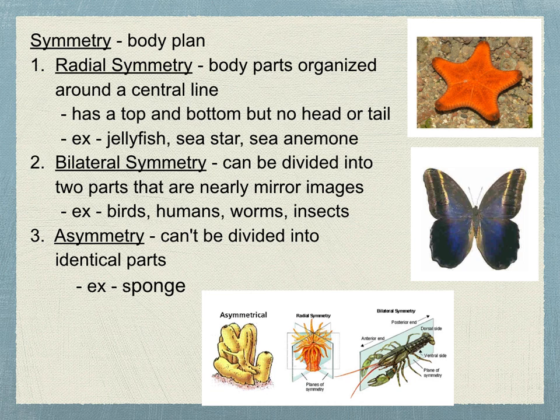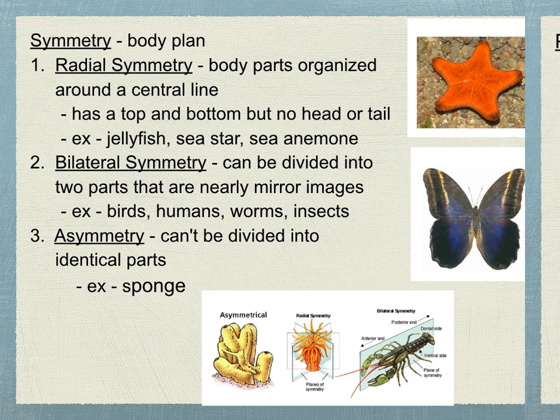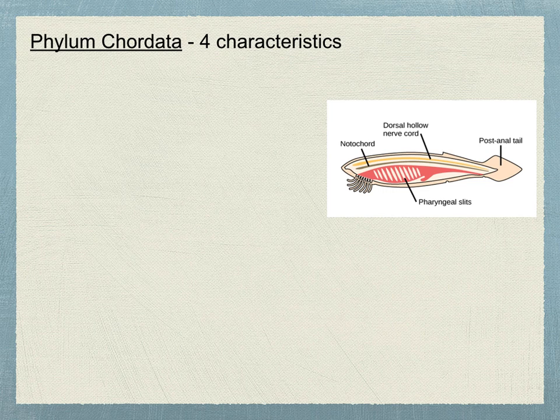So another group of animals that we're going to discuss would be phylum Chordata. And phylum Chordata have 4 characteristics. So animals within phylum Chordata have to have 4 characteristics. Phylum Chordata actually consists of 2 invertebrates, and then all of the vertebrates are within phylum Chordata also. So, 4 characteristics of all chordates.